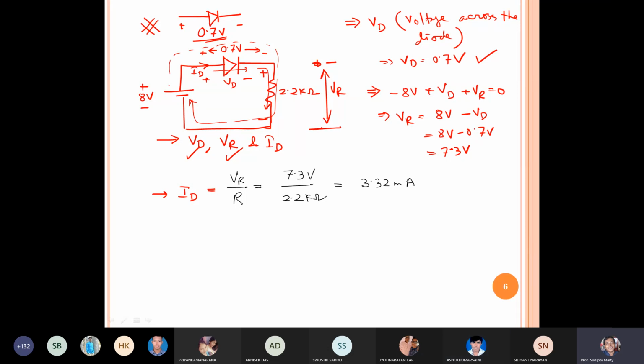Okay, 3.3. Always give 2 decimal. Always use 2 decimal in engineering calculation. As a thumb rule, don't go for third decimal. It is better to give up to 2 decimal. So 3.3 may not be the correct answer, but 3.32 or 3.31 or 3.33 can be correct. Are you getting my point? Always give 2 decimal.